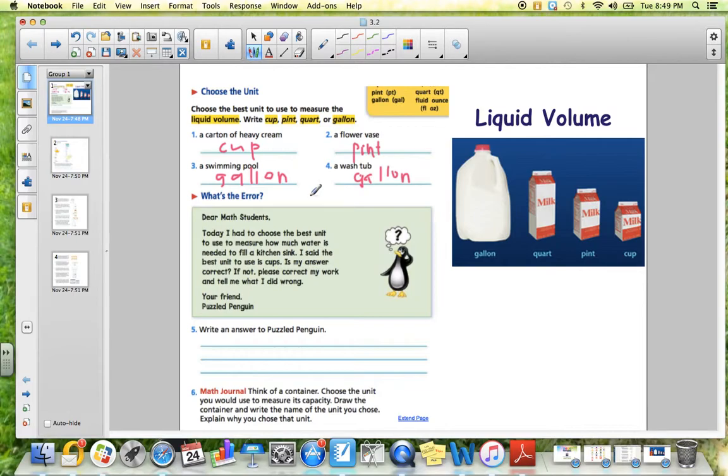Your friend, Puzzled Penguin. All right, guys, you're going to pause the video, and with your partner, you're going to answer this question, all right? And I want you guys to talk and figure it out together. And then when you've got it written down, come back to the video and we'll move on to the next page.